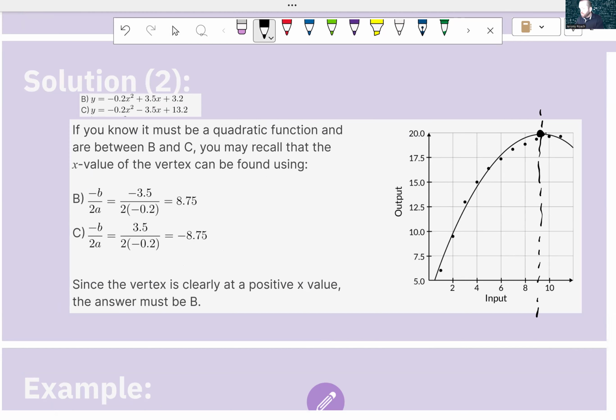The equation for the vertex: all of our quadratic equations are in the form y equals ax squared plus bx plus c. And the equation for the x coordinate of the vertex is x equals minus b over 2a.